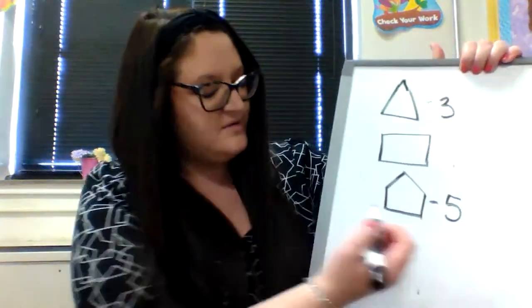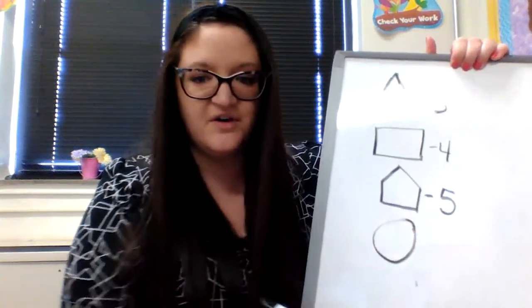Now, if a 3D shape has no faces, no sides, no vertices, we call it a sphere. Looks like a ball, right? That's a sphere. Can you think of a 2D shape that also has no sides or vertices? That would be a circle, right? I'm going to talk about two more 3D shapes.